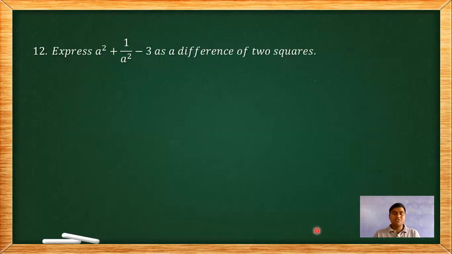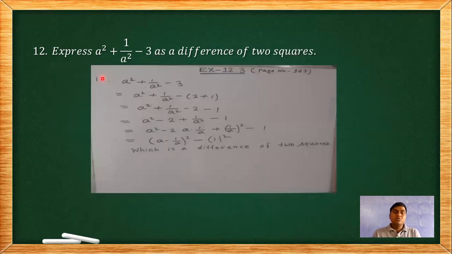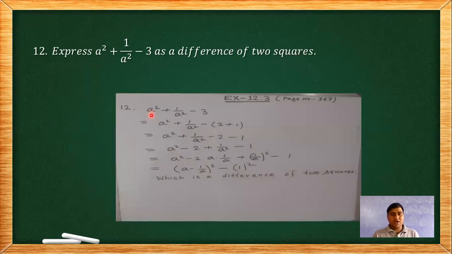Here the problem is number 12 in exercise 12.3. Express a square plus 1 by a square minus 3 as a difference of two squares. So the given expression is a square plus 1 by a square minus 3. We write minus 3 equals minus common, 3 equals 2 plus 1. Everybody knows 2 plus 1 equals 3.